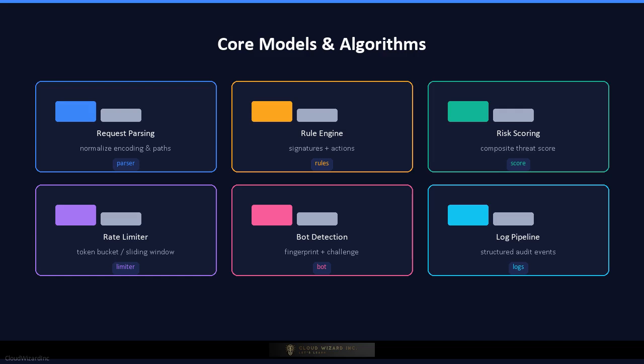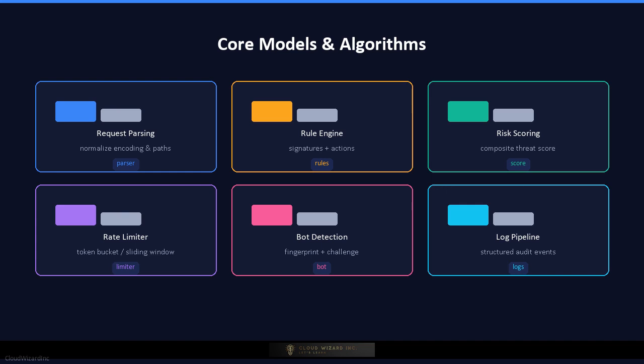The core models and algorithms. The request inspection model parses the HTTP request into headers, parameters, cookies, body, and path, then normalizes encoding and whitespace to prevent evasion. The rule engine evaluates signatures, regular expressions, and semantic patterns against the request, supporting actions like allow, block, challenge, log, or rate limit.